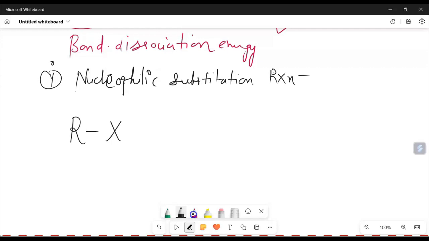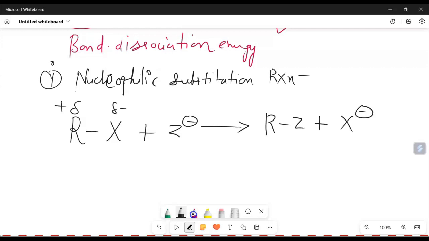Suppose this is your R-X compound. This is slightly positive, this is slightly negative. So when a nucleophile attacks, denoted by capital Z minus, it will add to the alkyl group and X minus will be removed. X is the halogen atom. So this Z minus must be a strong nucleophile, and the better leaving group is I minus.